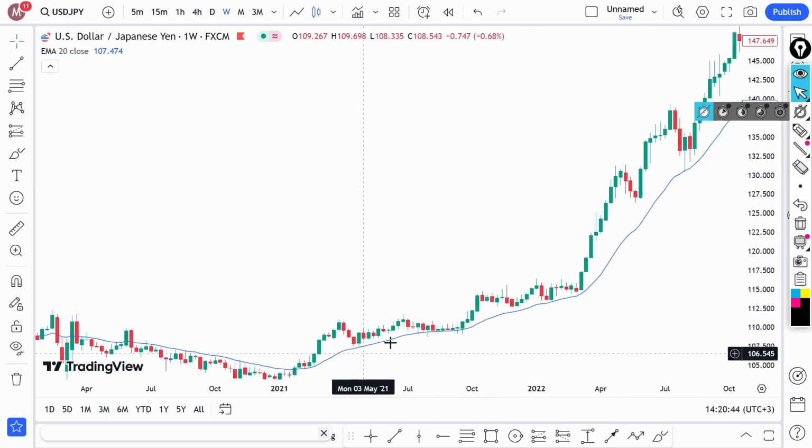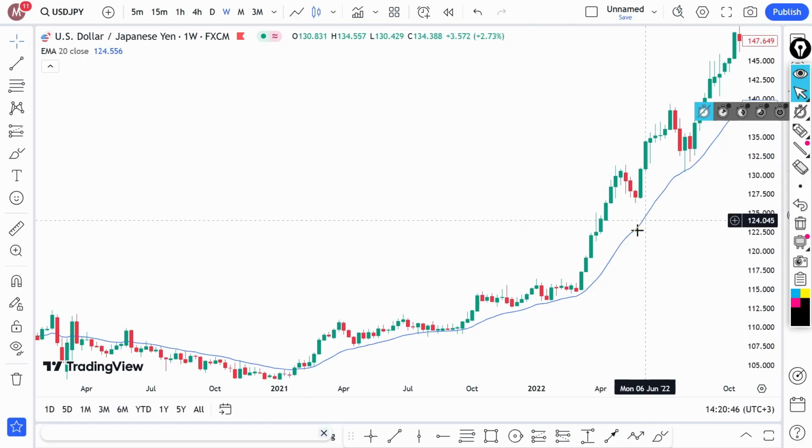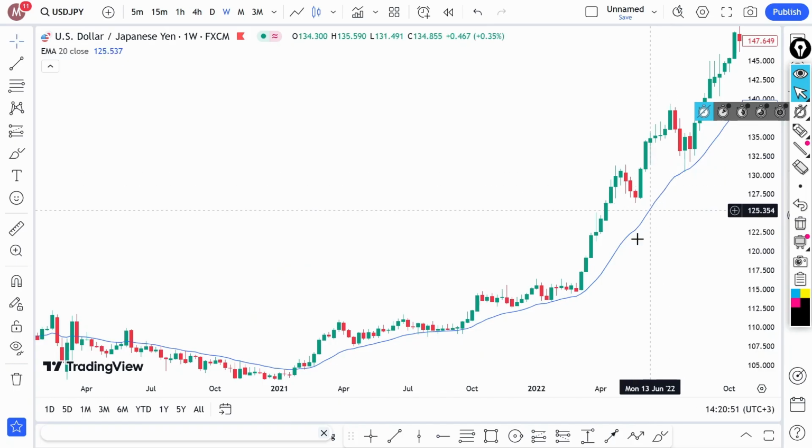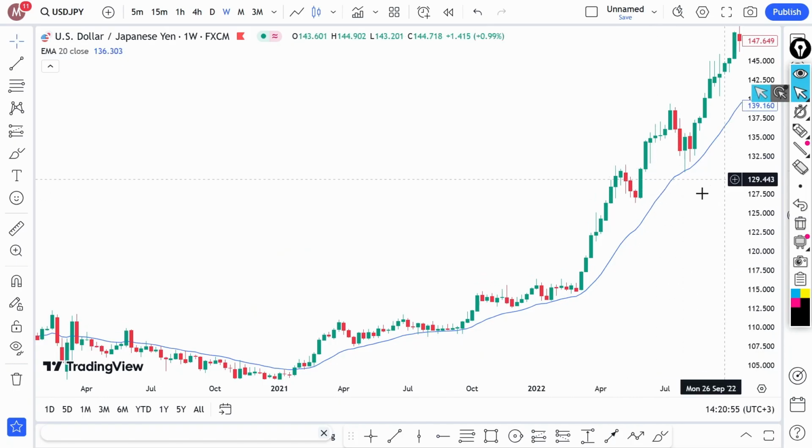So just to recap, we have seen price respecting the EMA, very few pullbacks, very weak pullbacks, and candles dominated by one color, which is evidence that order flow is to one side of the market.